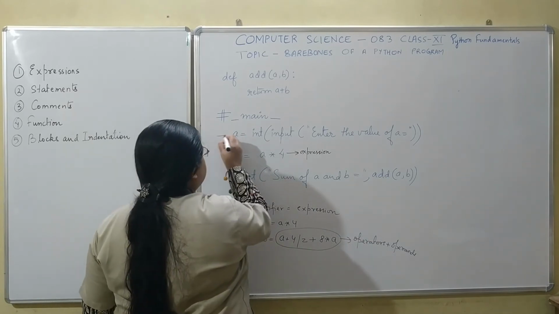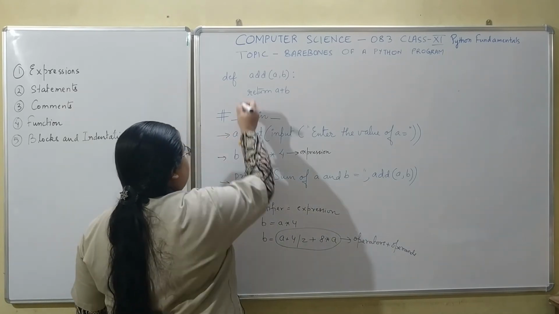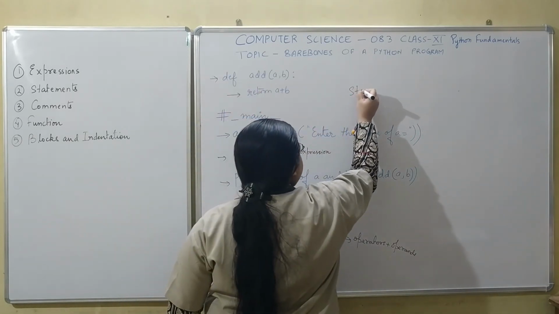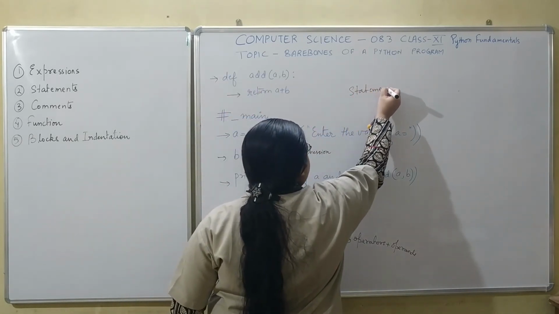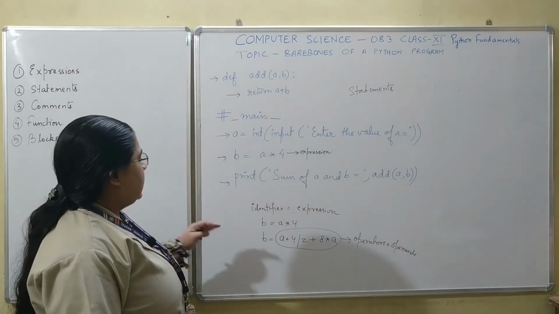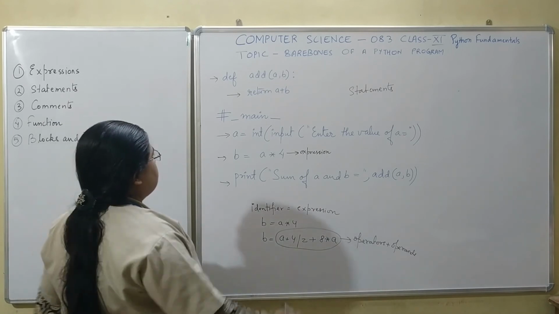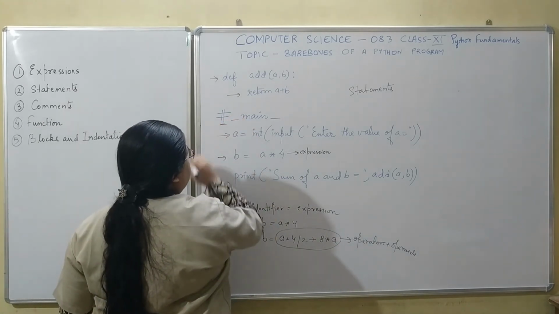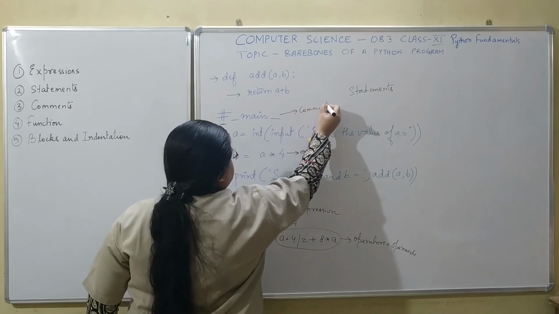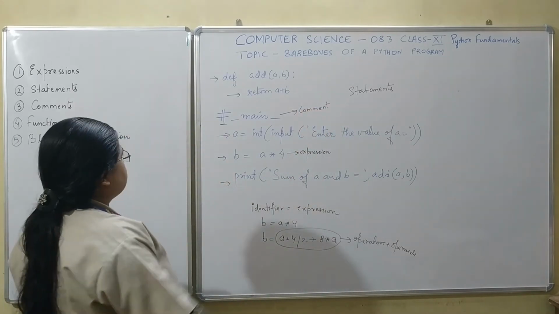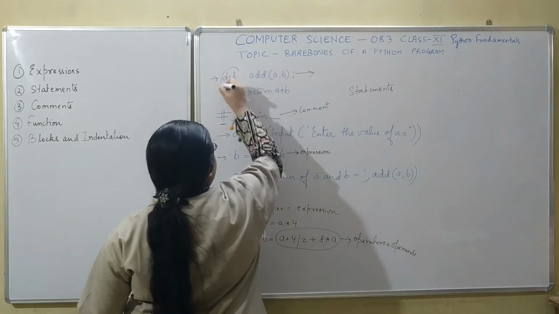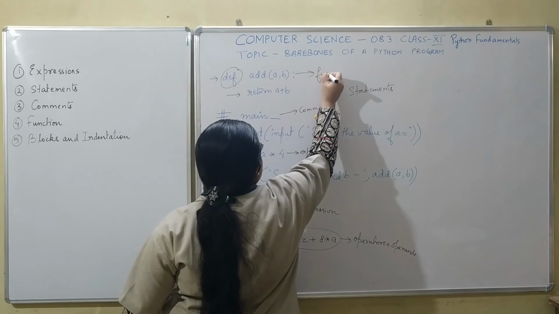So we have expressions, we have statements. Each of these lines which you can see over here, all the lines which you see, are statements within a Python program. Comments: this line which starts with a hashtag is a comment. Function: you can see something over here which starts with the keyword def. This is a function.